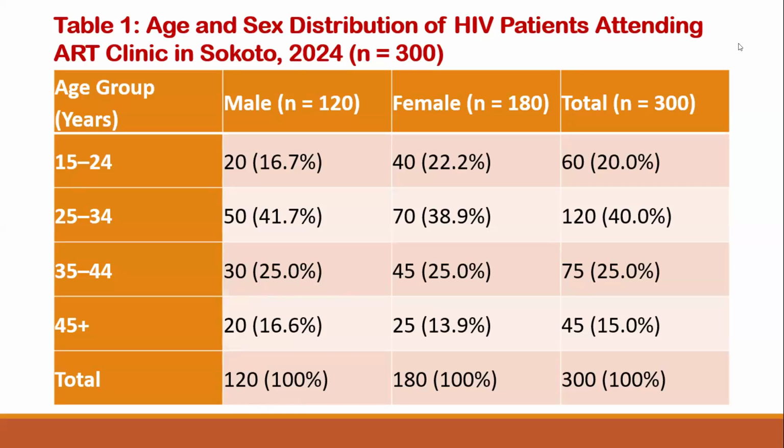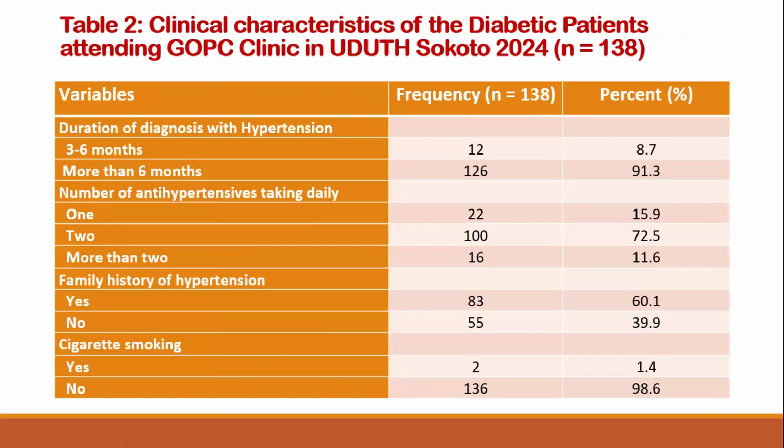Another example, you see another frequency table, frequency and percentage. You have to define all your variables: duration of diagnosis with hypertension, 3 to 6 months, more than 6 months; number of antihypertensive taken daily, 1, 2, more than 2; family history of hypertension, yes, no; cigarette smoking, yes, no. So you see, frequency is here, percentage is here. This is the clinical characteristics of diabetic patients attending GOPC clinic in UDUTH, Sokoto 2024.